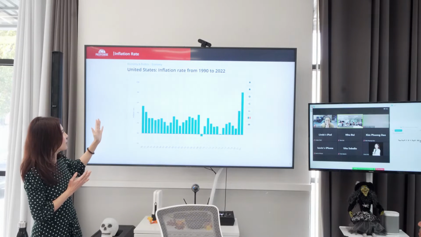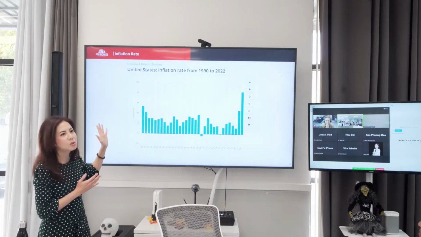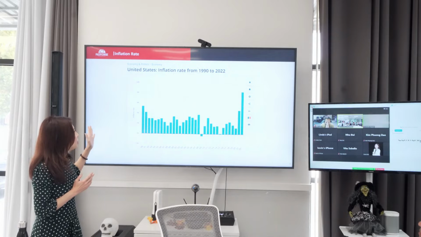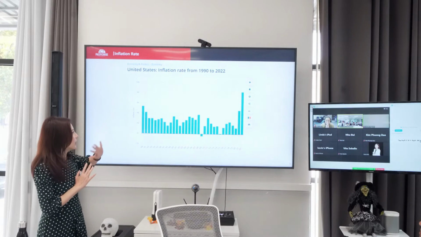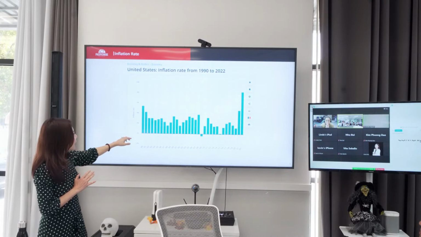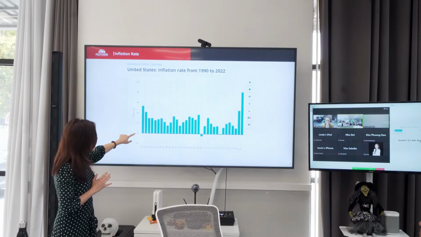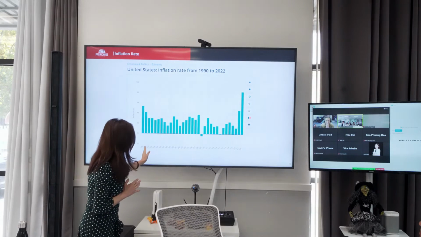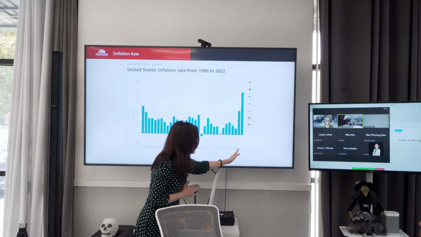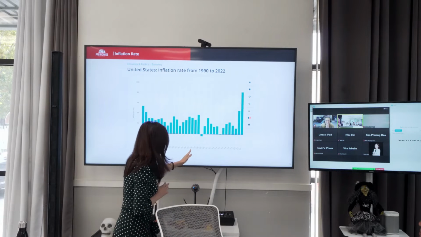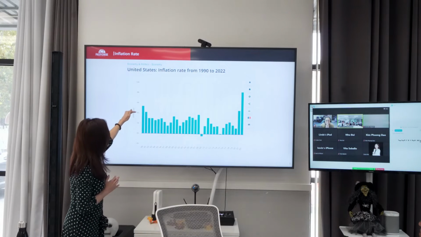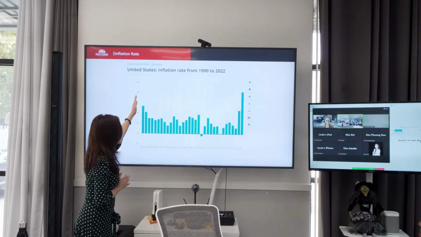United States inflation rate from 1990 to 2022. What do you notice? When you look at this red line right here, you see at the bottom is 0%. And this is the number of years, right? So in 2021, 2022. And this is 2%, this is 4%, this is 6%, this is 8%.